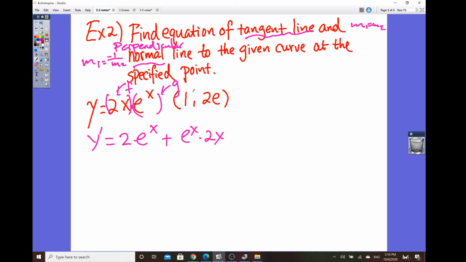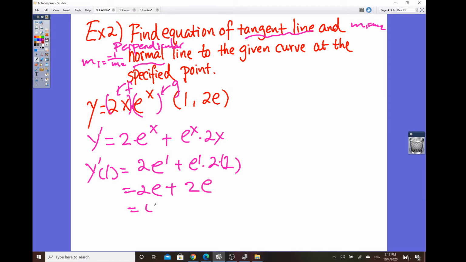And now we want to find out the slope here exactly. So find out the slope, the exact value. So then that would be y prime of 1. So plug in a number. So 2e to the first power plus e to the first power times 2 times 1. So 2e to the first power, so 2e. So the other 2e. So which is what? 4e. Again, this one is just the slope, the one that we found. The instantaneous rate of change at the position of 1, 4e.